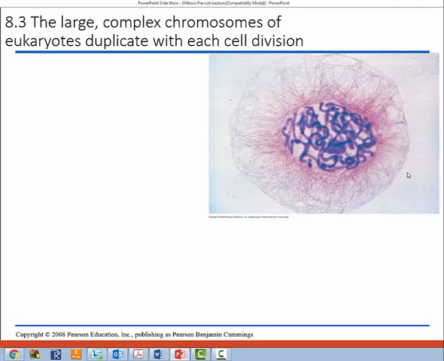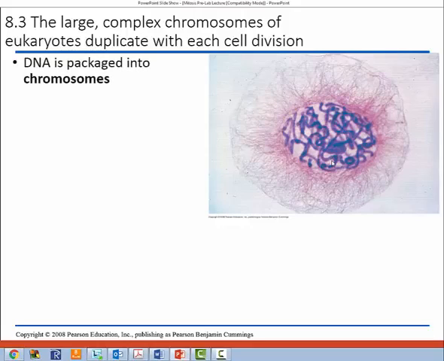On the right, we see it's probably a whitefish blastula. It's an animal cell. And you can see the characteristic chromosomes within the nucleus. This is often how we picture them. The chromosomes are duplicated with cell division. We're going to talk about how that happens when we get into DNA replication.